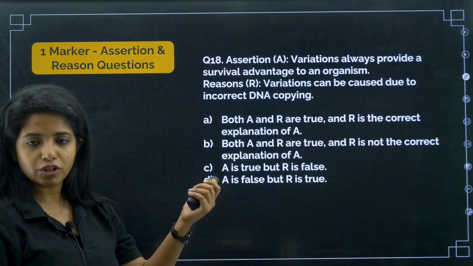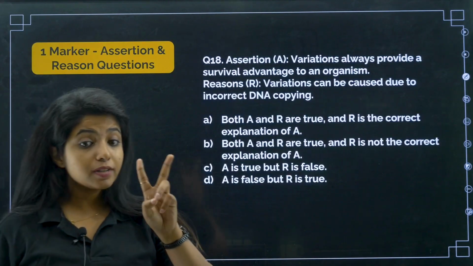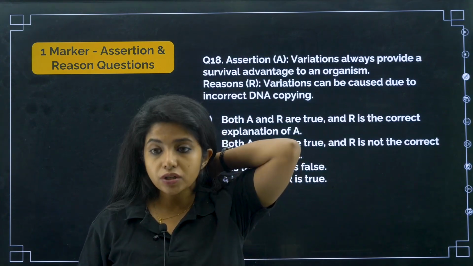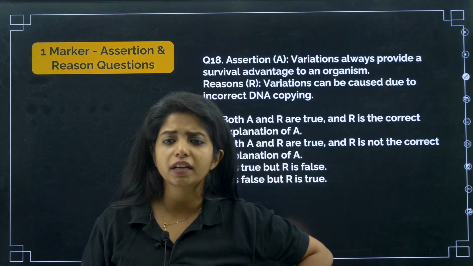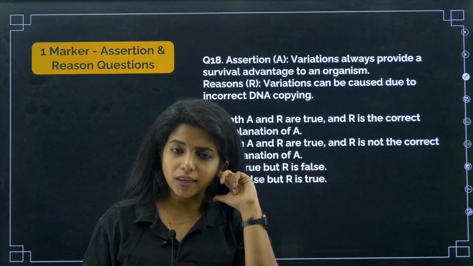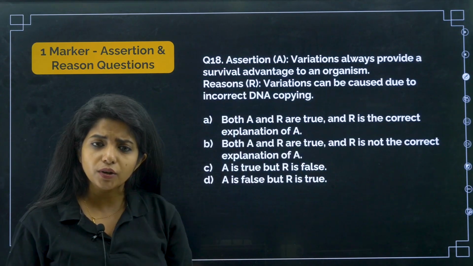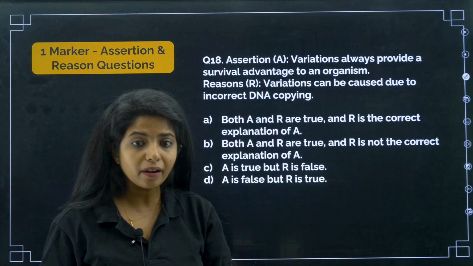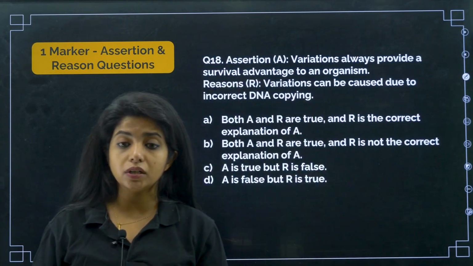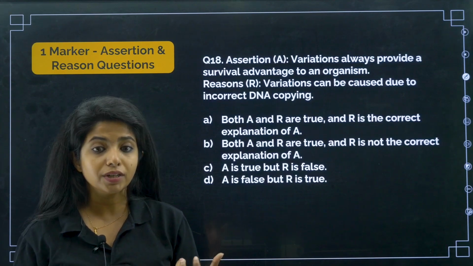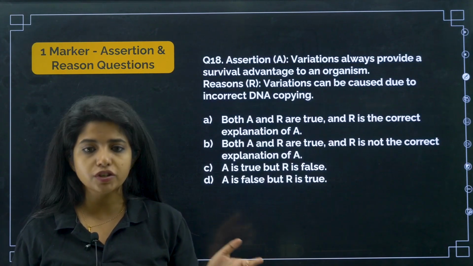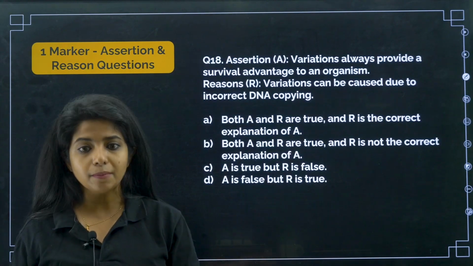Cool. Next question. Assertion and reason question. There will be two assertion and reason questions coming from biology. It will come definitely. So, variations always provide survival advantage to an organism. Variations means changes in the genetic material, my dear children. Do you think every change in the genetic material will be really good? No. Some can be really harmful also. For example, you get cancer because the genetic material is changed. There is some mutation in it, right? So, variation does not always provide survival advantage. It is not a guarantee. Sometimes it will be good, sometimes it might be bad.